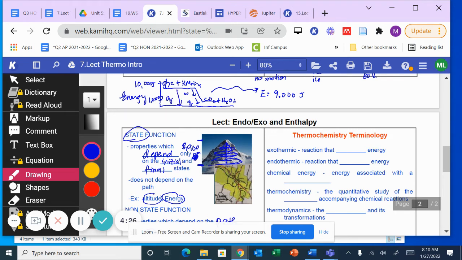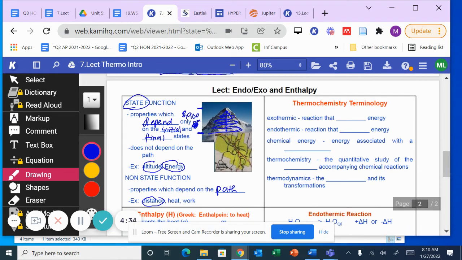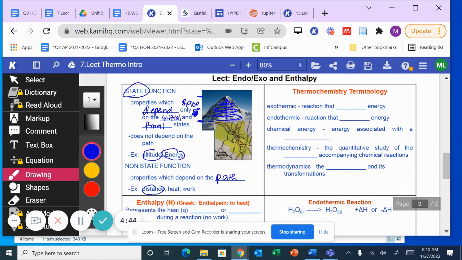Or you can use half of it. Does the heat change going down? It may change. So therefore, heat is a non-state function because it can change. Any questions before we go on? This is important because it's important for you to understand that inside the bonds is a certain amount of energy, and that's a constant.